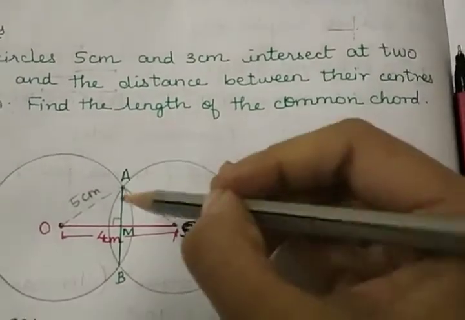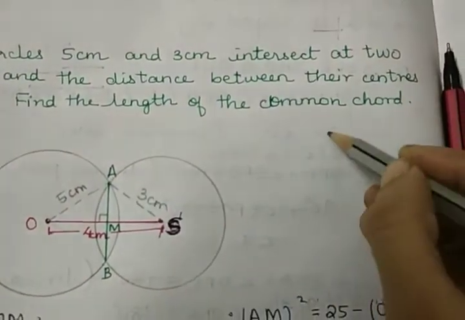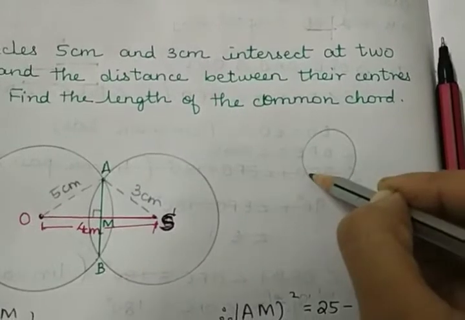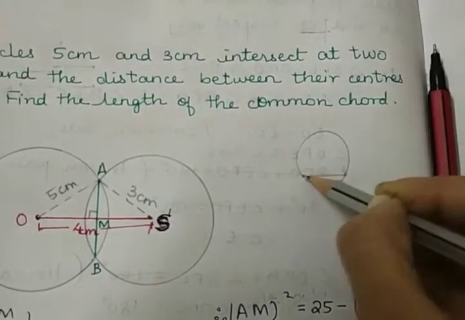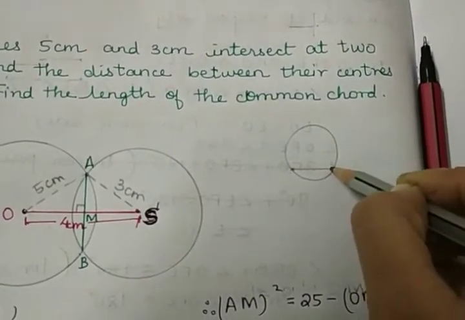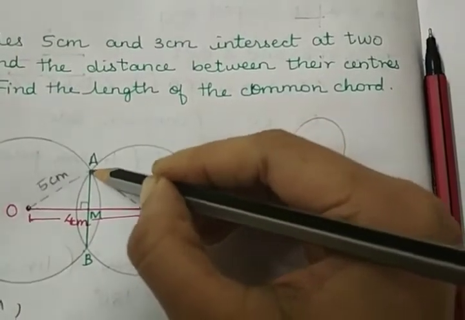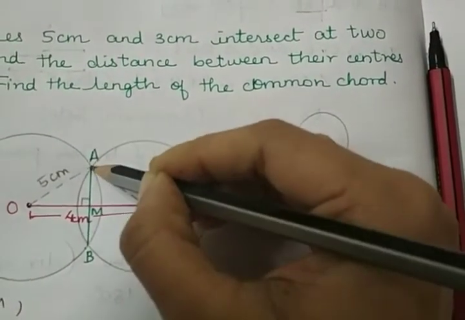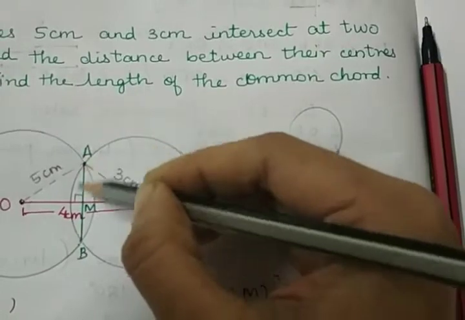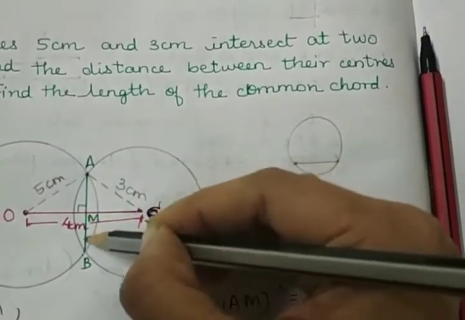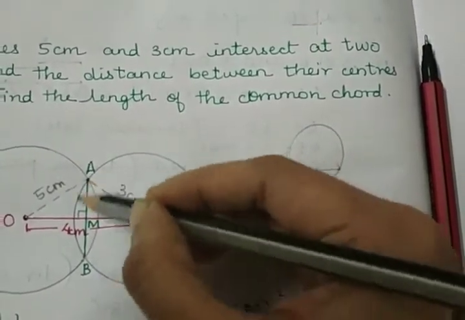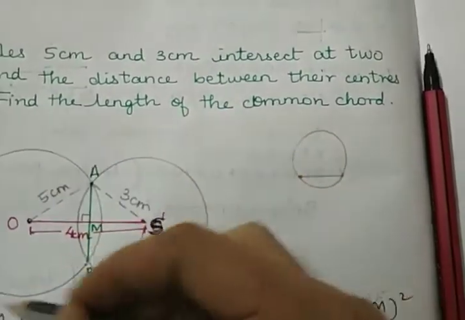Okay, so if you see, the chord is such that the endpoints of the chord should lie on the circle. So the chord should be joined from the intersection of the two circles, correct? So this is the common chord, or this chord is common to this circle as well as this circle.